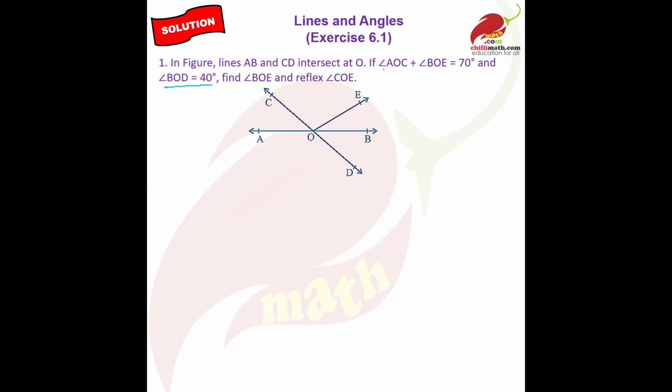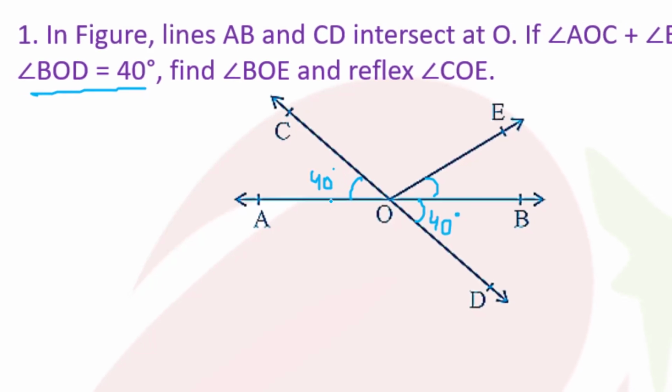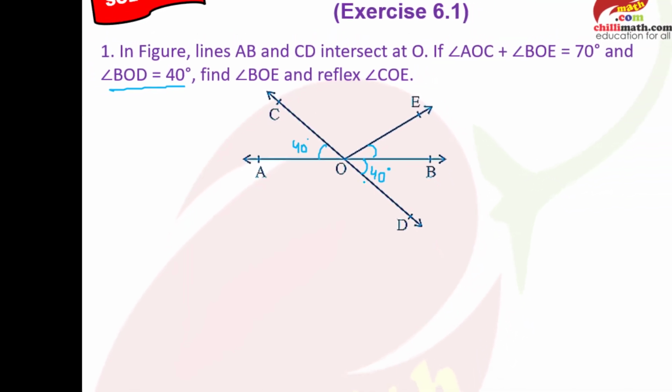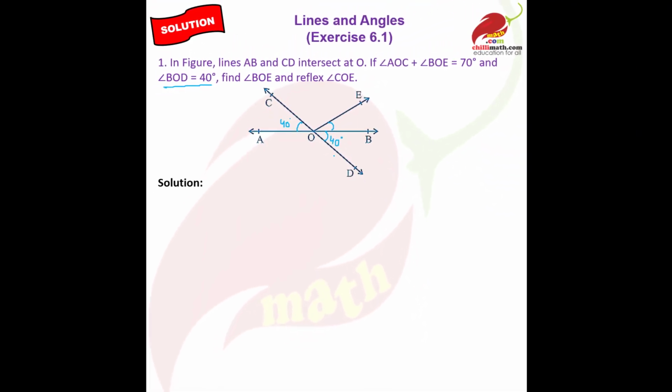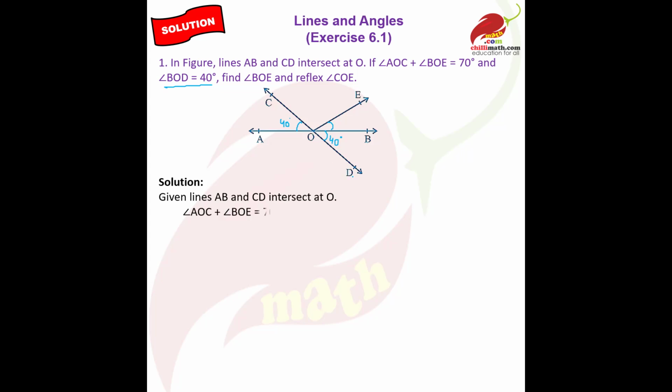Like sum of angle AOC plus angle BOE is equal to 70 degree and angle BOD is given equal to 40 degree. So if this is 40, then this is also 40 degree because they are vertically opposite angles. So let's start this question. First we are given AB and CD intersect at O. And angle AOC plus angle BOE is equal to 70 degree is given. Always write the reason on the right hand side. Let's mark this equation number 1.